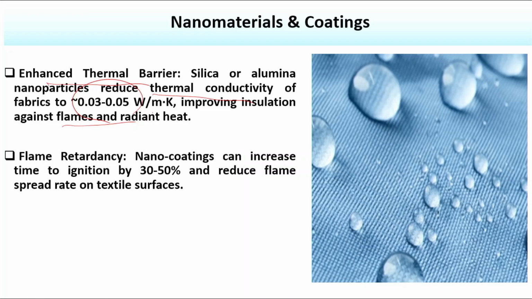For flame retardancy, nano coating can increase the thermal ignition time by 30 to 35% and reduces flame spread rate. In normal textile fabrics like cotton, if we use the nano coating, it can enhance the thermal protective performance.